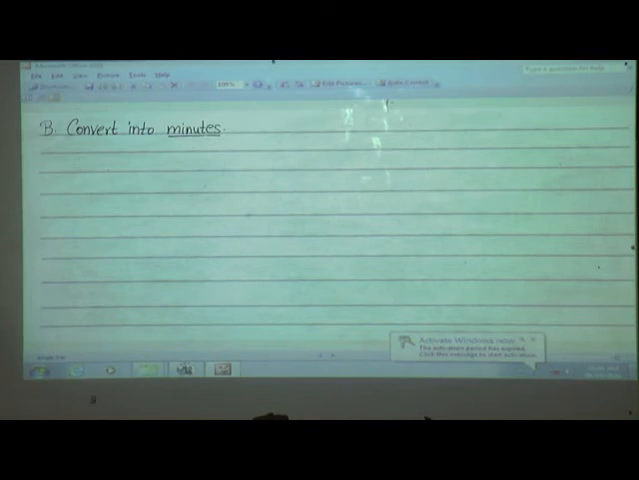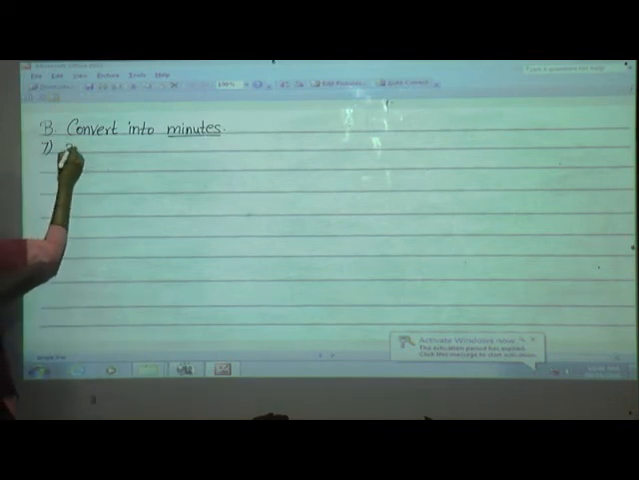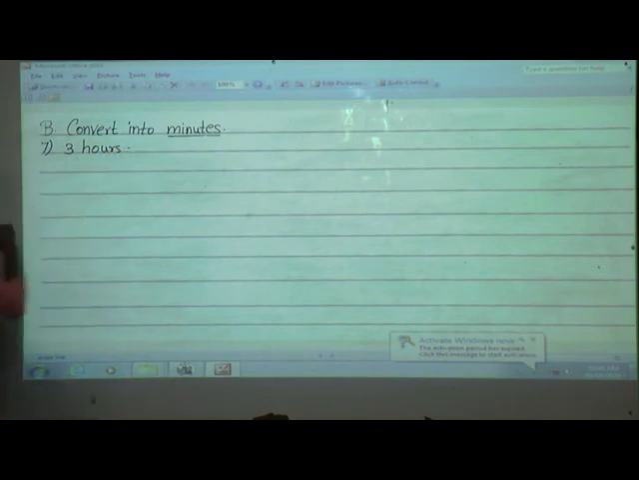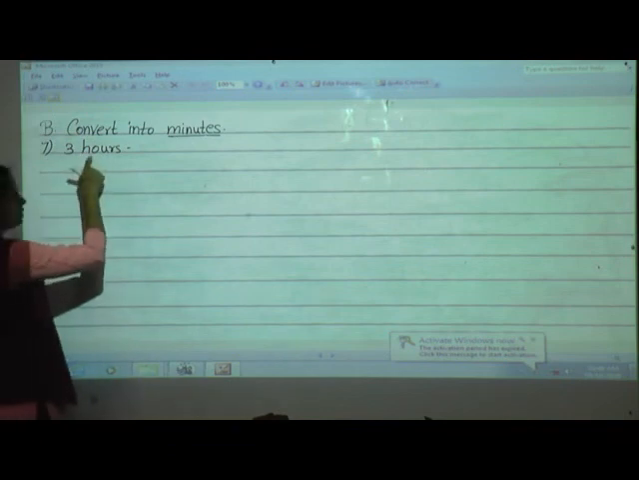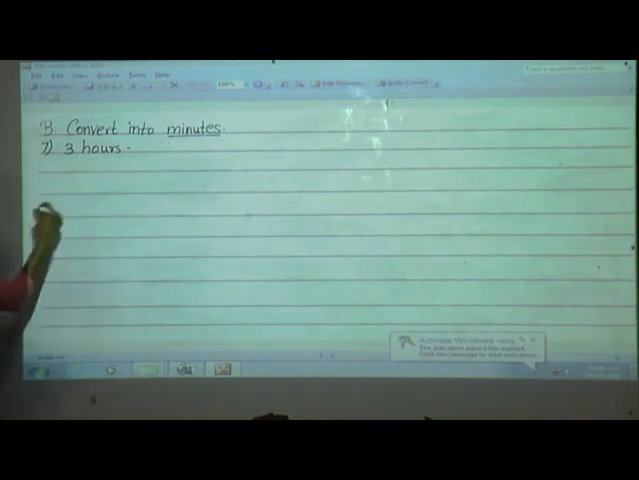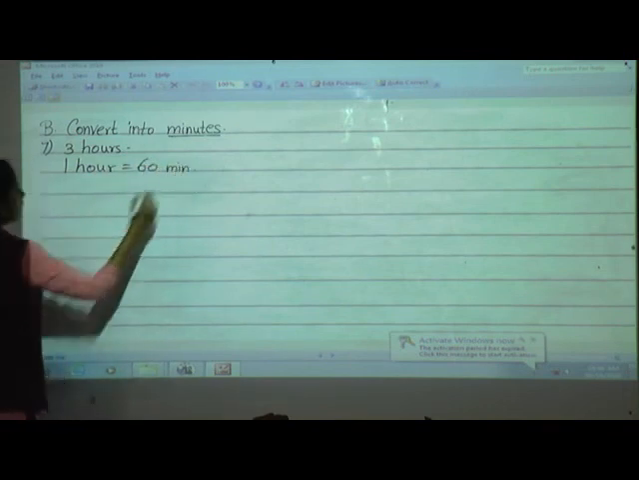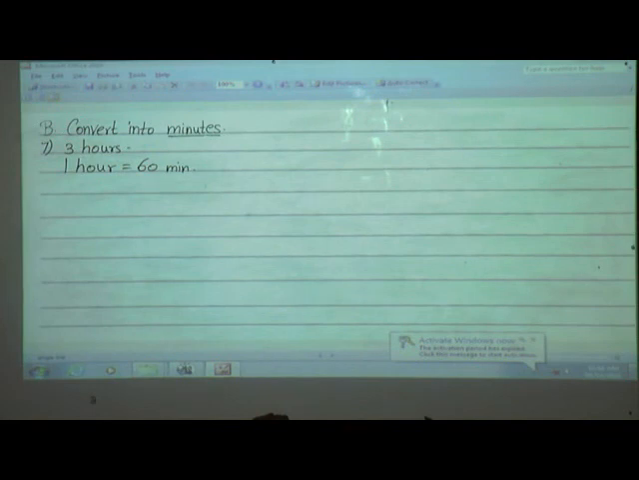Example number 7. 3 hours. 7th number example. 3 hours is equal to how many minutes? Okay. What is the first step? Yes, here hours are there. These hours we have to convert into minutes. So 1 hour is equal to 60 minutes. 1 hour is equal to 60 minutes. So 3 hours is equal to what?